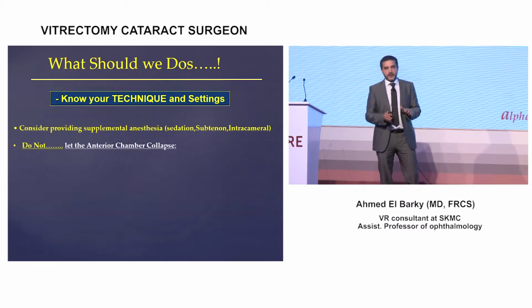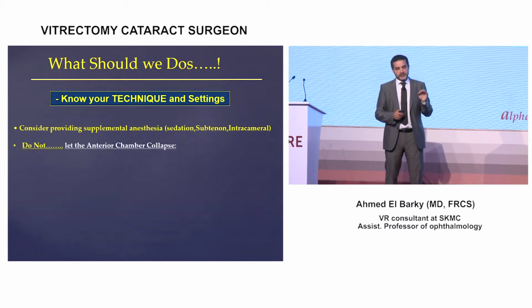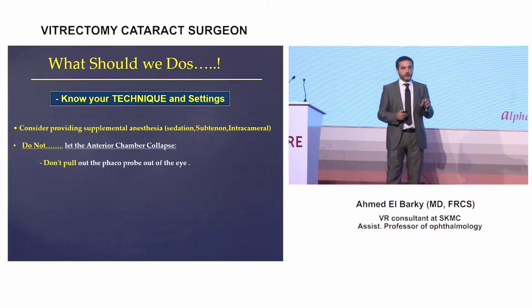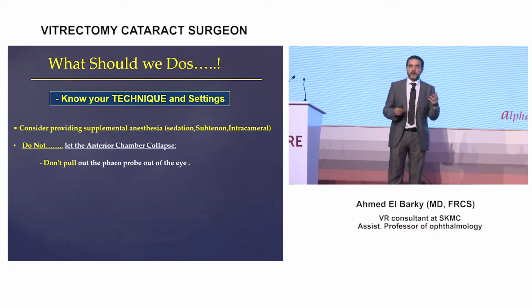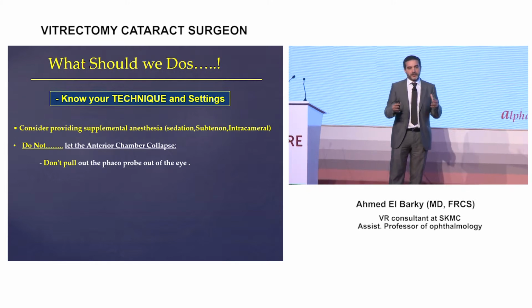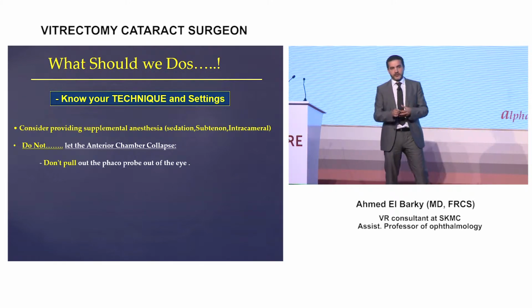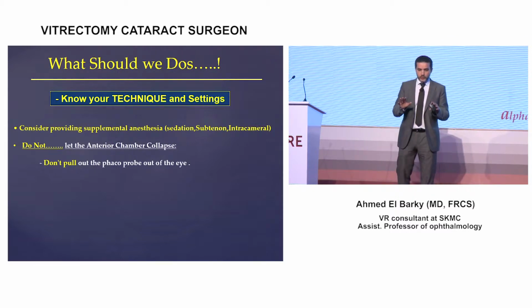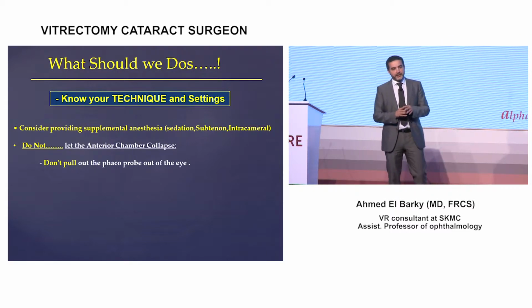The most important point, to my mind, once you recognize there is a vitreous loss and your phaco probe is inside the eye, is not to let the anterior chamber collapse. So how can we do that? Do not pull the phaco probe out of the eye. This is sometimes a normal reaction for junior doctors: wow, it's a complication, so I have to get out. No, this is not the case. What you want to do is just stop the vacuum and keep the irrigation on.